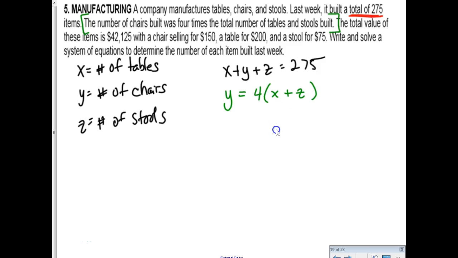The total value of these items is 42,125, and a chair is 150, a table is 200, and a stool is 75. Now be careful because of the way we define these. All this money stuff goes together in one equation, but a table is 200, so it's like 200x, and then chairs are 150, so 150y, and then a stool is 75z, and it totals 42125.